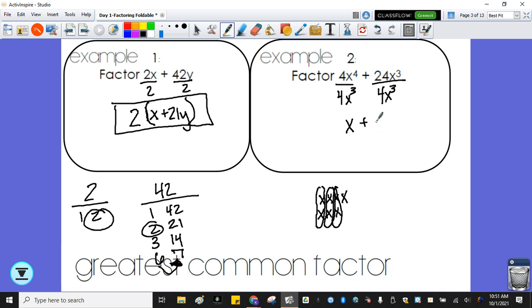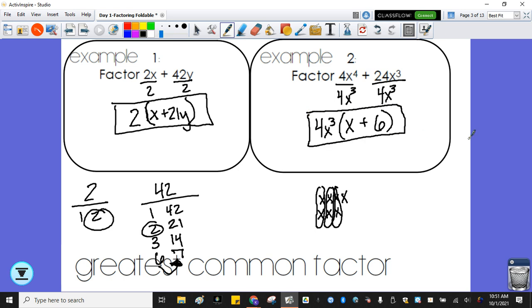24 divided by 4 is 6. X cubed divided by x cubed? Nothing. 0. 3 minus 3 is 0. You don't write x to the 0 because that's 1. So x plus 6. 4x cubed goes in the front.